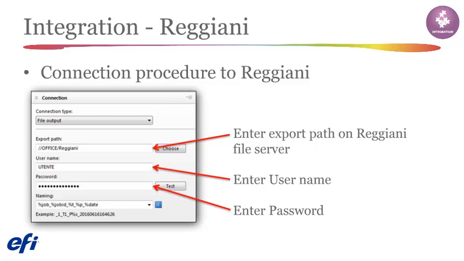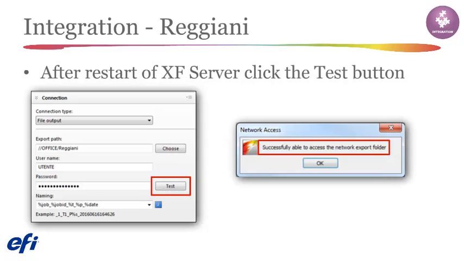After you have entered the network path to the print server folder, enter the appropriate username and password for this folder into the XF interface. Close the FireEXF client and restart the FireEXF server. Please note that this step must be performed using the FireEXF client installed on the same computer that FireEXF server is installed on. After restarting the FireEXF server and relaunching the XF client, click on the Test button on the output device connection pane. A window should appear informing you that you have successfully connected to the Reggiani print server.